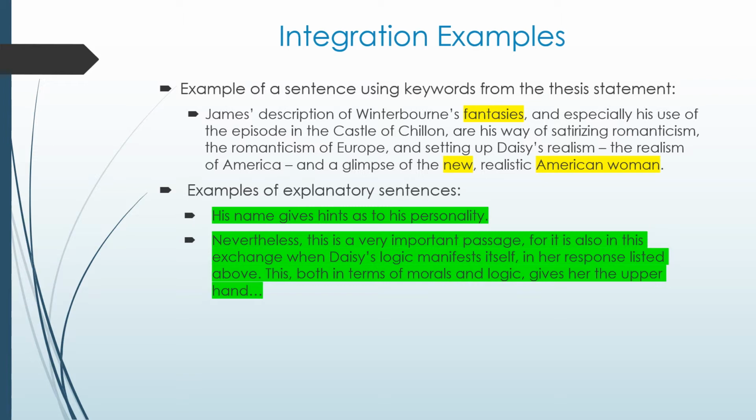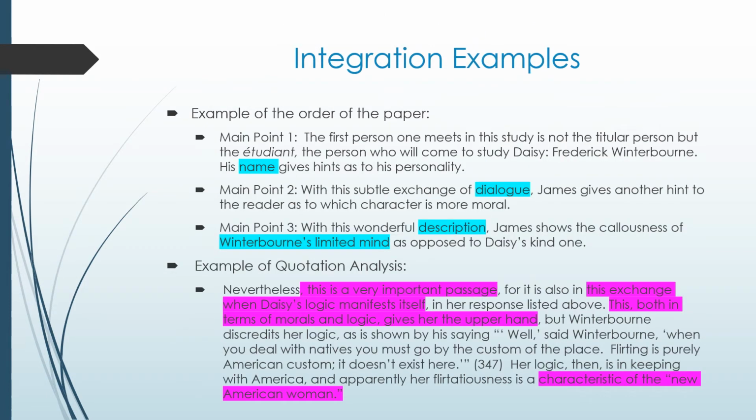The first sentence uses words or synonyms of words found in the thesis statement to make its argument. The words are highlighted in yellow. The sentences in green explain arguments which are outlined in the importance qualifier part of the thesis statement. In example 3, the main points of the paper are listed in the order presented, and the words highlighted in aqua show that this is the same order in which they are presented in the thesis statement. And finally, the pink parts of this passage represent an analysis of the quotation, which also refers to the argument made in the thesis statement.